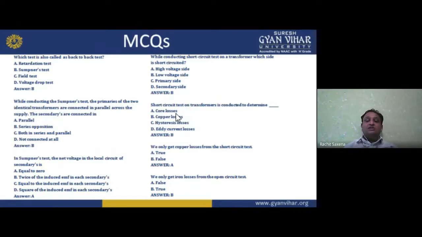While conducting the short circuit test on a transformer, which side is short circuited? Obviously, the low voltage side we have to short circuit. Otherwise, if the high voltage side is short circuited, the maximum current will flow. So the short circuit test on a transformer is conducted to determine, as I earlier told you, which loss? Copper loss. We only get copper losses from the short circuit test. True. We only get iron losses from the open circuit test. It is again true. Our iron, or magnetic and core, losses we can identify with the help of the open circuit test.